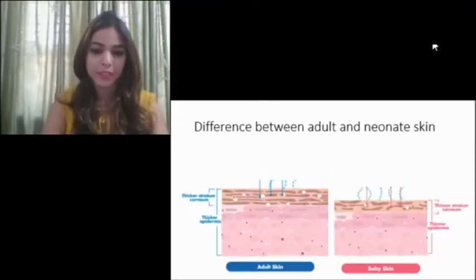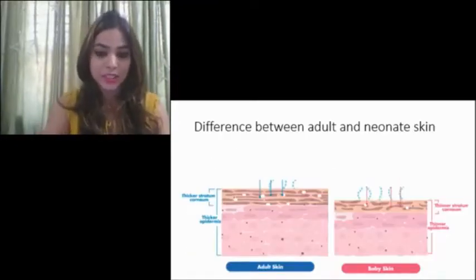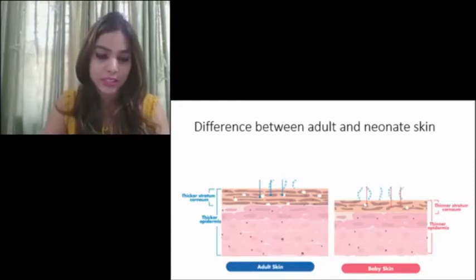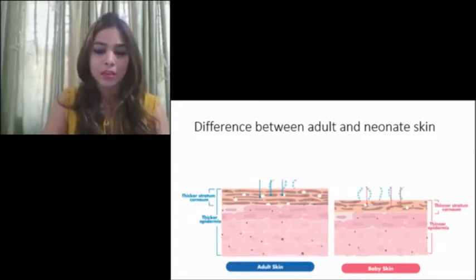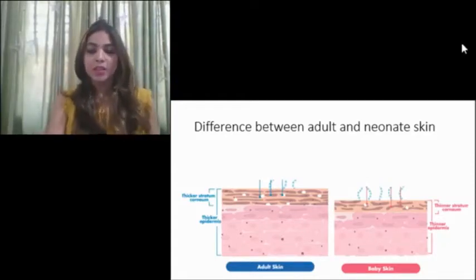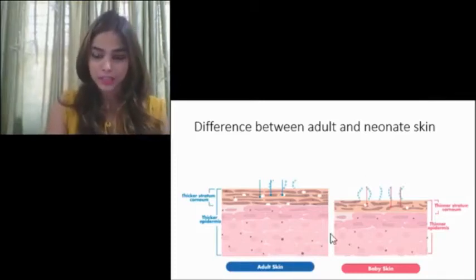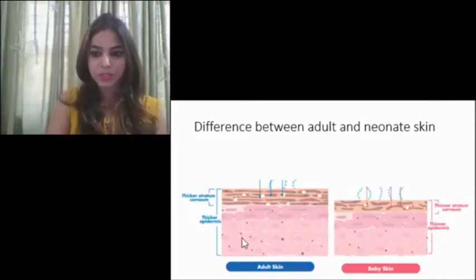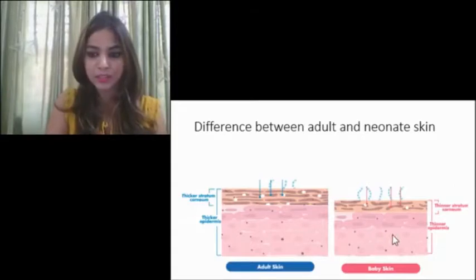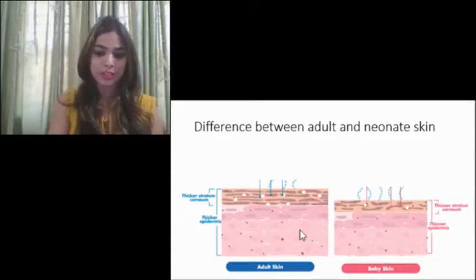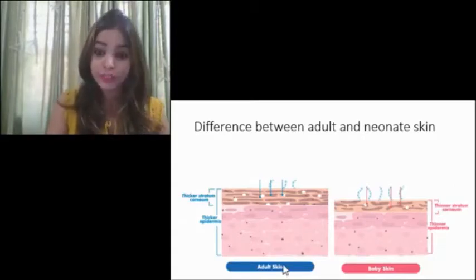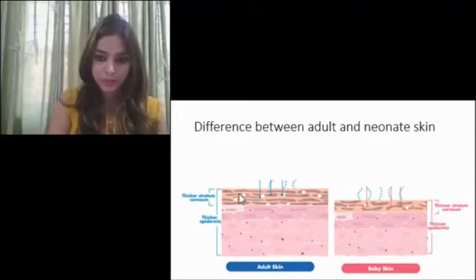So first, I'll be telling why we need a special skincare regime for neonate skin. The neonate skin is not the same as adult skin, right? As you can see in the pictures, on the right hand side you can see a baby skin picture, and on the left hand side an adult skin picture. Looking at the adult skin, it is much thicker and has more number of layers. As compared to the adult skin, the baby skin is finer, right?